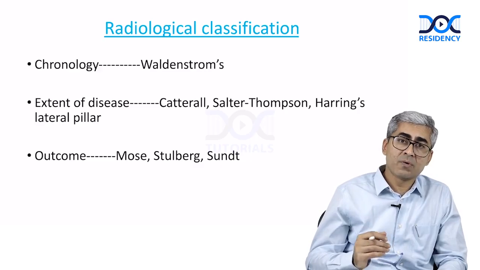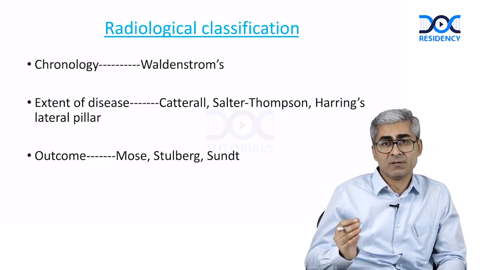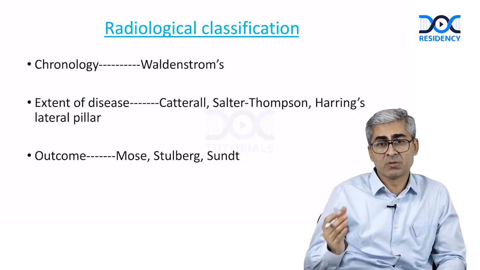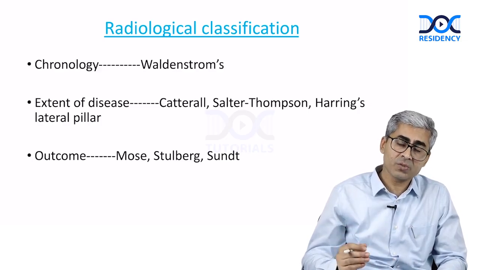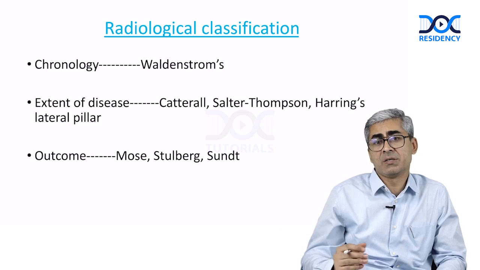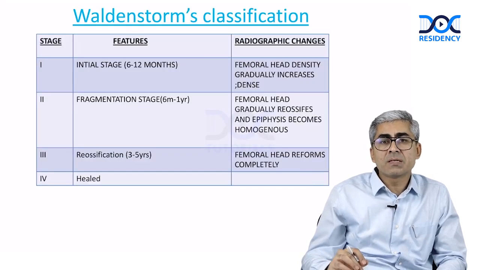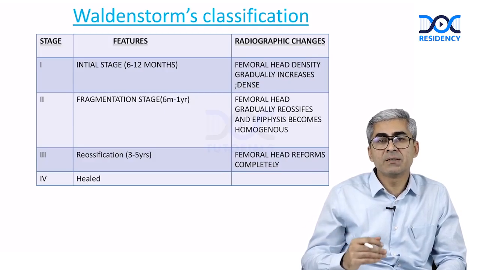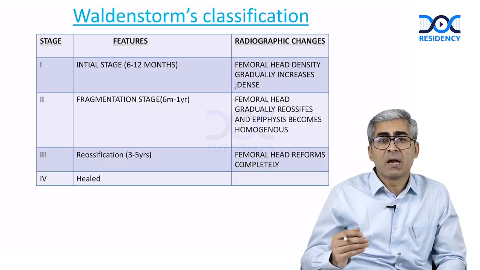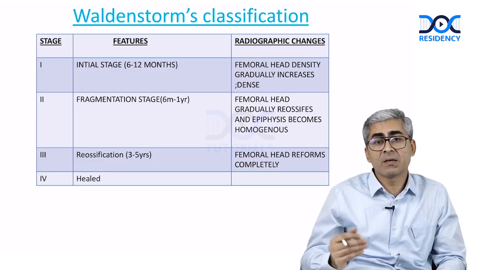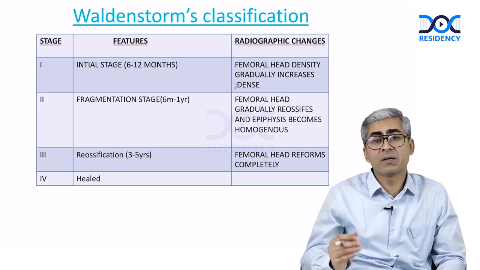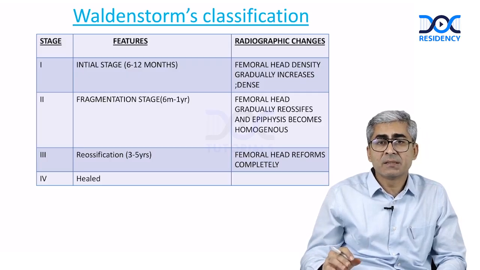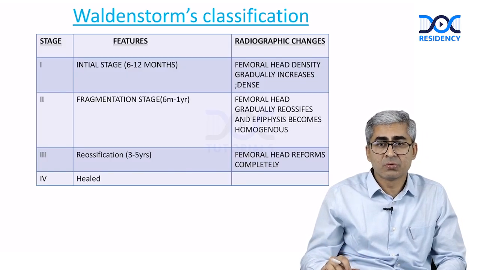And when it comes to the outcome of the disease, that means when we see it in the remodeled stage, there is the Mose classification and Stulberg and Sund, which is mentioned. Most commonly we use the Stulberg and Mose to predict the natural history. So coming to Waldenstrom's classification, we all know the initial stage is the stage of avascularity, and then fragmentation, reossification, healed. The initial stage lasts for 6 months to 12, fragmentation could last from 6 months to 1 year, and then reossification lasts for a longer period, that is 3 to 5 years, and healing takes usually the same amount of time. And I have mentioned these changes in the X-rays before also.